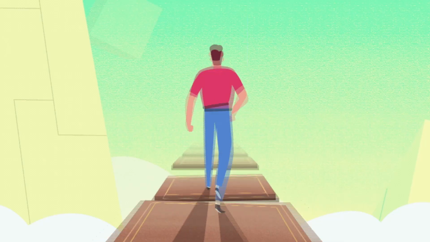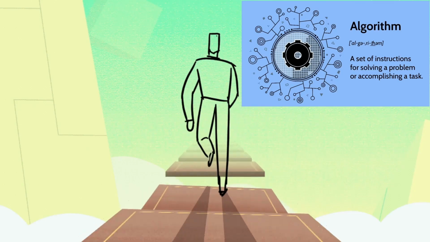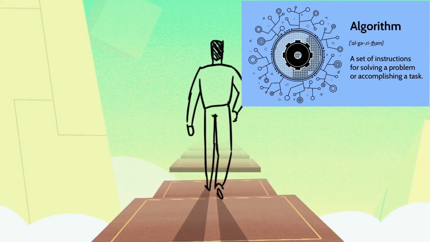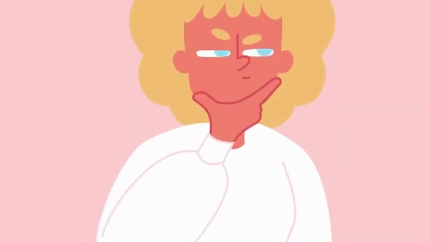Precisely. Think about tying your shoes. That sequence of steps, that's an algorithm. Or a navigation app, finding the best route. Algorithmic thinking is really a core human skill.